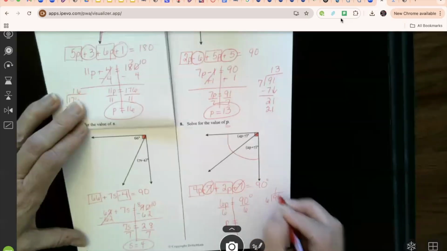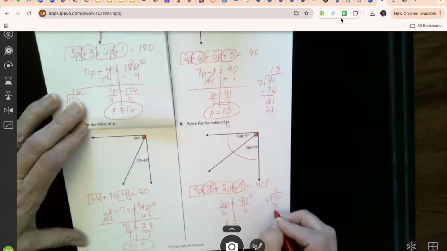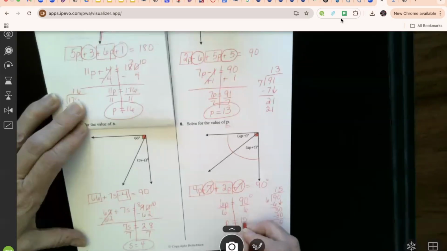6 goes into 9 once. 1 times 6 is 6. Subtract and you get 3. Bring down the 0. 6 goes into 30 5 times. 5 times 6 is 30. And so the value of p is 15.